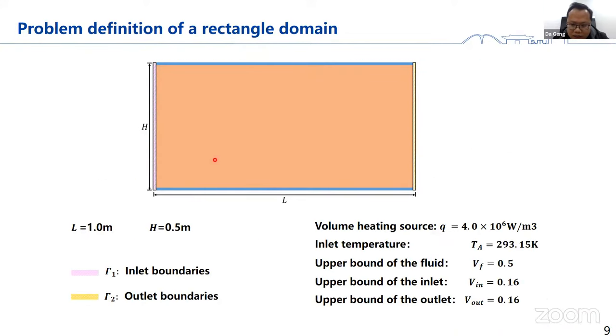To prove the advantage of the proposed method, a rectangular domain with uniformly distributed heat sources will be designed as follows. The heat sources are distributed in the orange area. The left boundary is the inlet boundary and the right boundary is the outlet boundary. This is the optimization parameter.